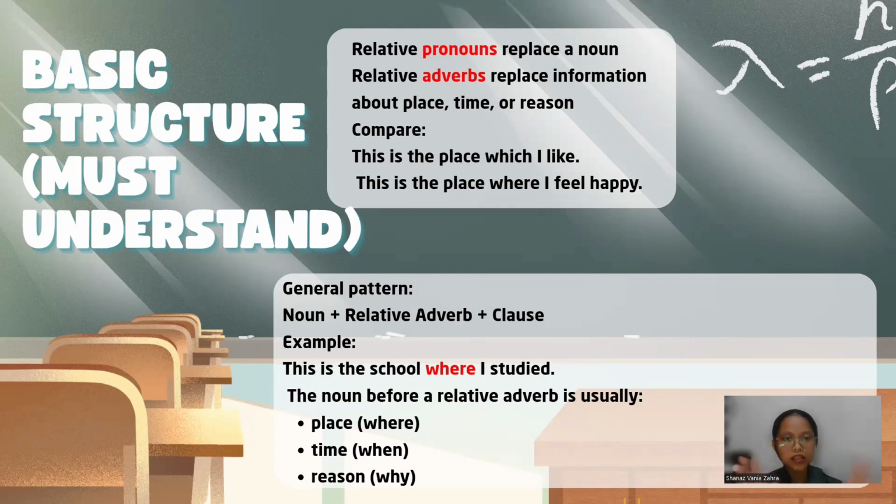So even though both sentences talk about the same noun, "place", "which" focuses on the noun as an object, while "where" focuses on the idea of a place or a location. This is the main difference between a relative pronoun and a relative adverb. So relative adverbs are used after certain nouns to give extra information, not to replace the noun itself. The type of noun determines which relative adverb we use: "where" for place, "when" for time, and "why" for reason.